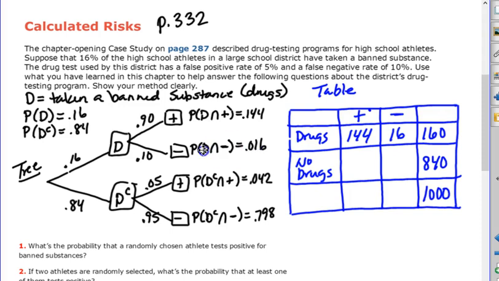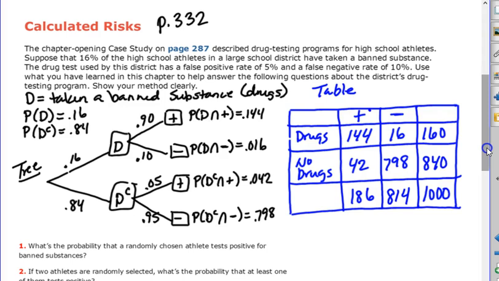Then, given that they tested negative, or they didn't take drugs, they're going to test positive 5% of the time. Well, 10% of 840 would be 84, so 5% of it would be 42. So this would be 42, and the rest would, you guessed it, 798. So then when we add this together, we get 186 total who tested positive, and 16 plus 798 is 814 who tested negative.